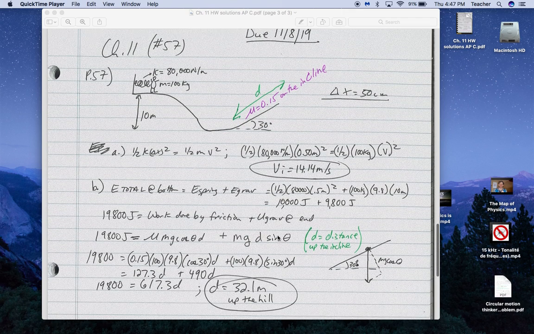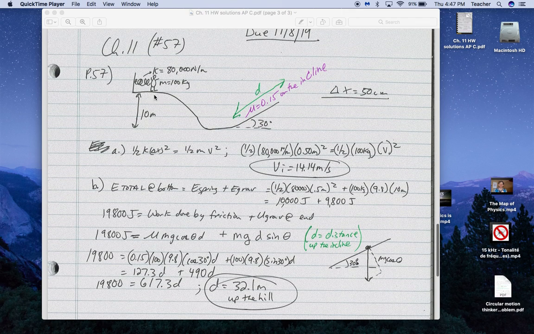Last one's number 57. So in this case, we have someone up here, spring, no friction here, gets to the bottom, goes up a hill with a 0.15 coefficient of friction, and you want to find the distance it goes up the ramp. So big idea here for part A, we're asking how fast the person's going right here. So that's a simple energy transformation from elastic to kinetic energy. But then here, to figure out how far we go up the ramp, we need to find out how much energy we have down here. And that's due to both the spring energy and the gravitational potential energy we have at the start. So when I look at that, that's 19,800 joules.